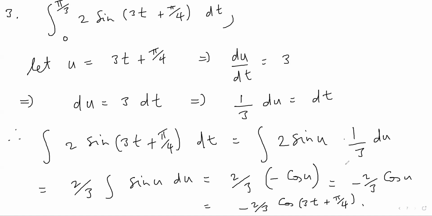Now that we have the indefinite integral, we can go ahead and calculate the definite integral. So we say, therefore, the definite integral of this function from 0 to pi over 3 is the following: the definite integral from 0 to pi over 3 of 2 times sine of 3t plus pi over 4 with respect to t, sorry, let me just go back.